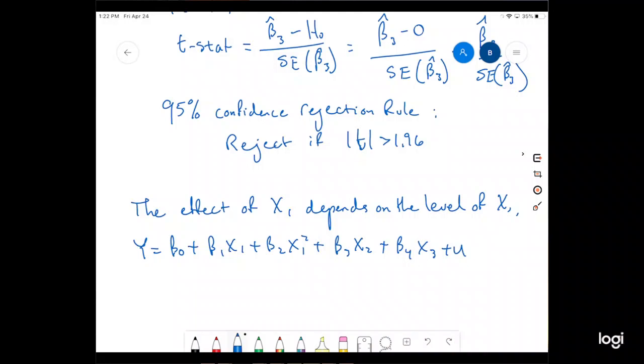So that's probably the simplest way to test this. We've just added a squared term here for x1. And so we can specify a null hypothesis that the effect of x1 does not depend on the level of x1, and that null hypothesis, of course, would be beta 2 equals 0 versus beta 2 not equal 0. I'll write that a little better. Beta 2 not equal 0.